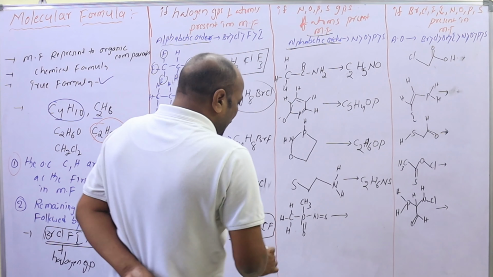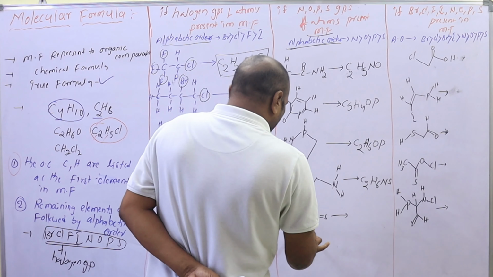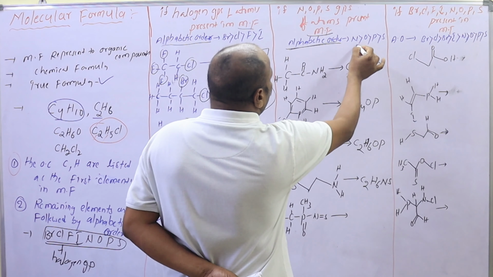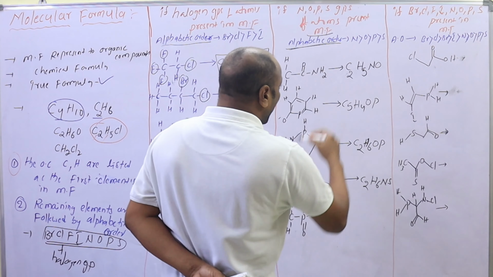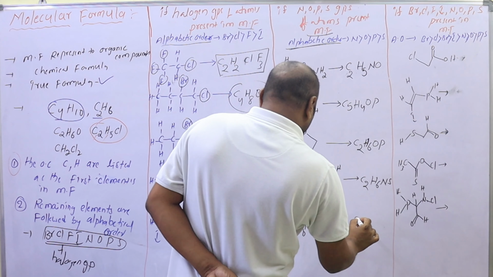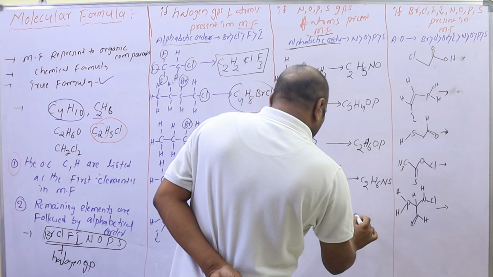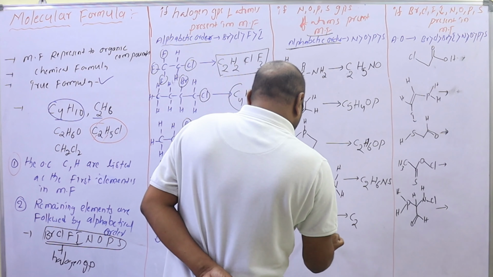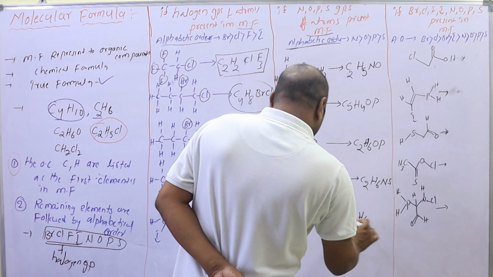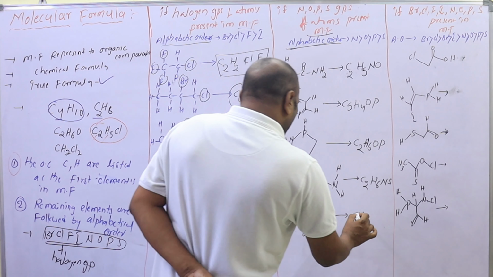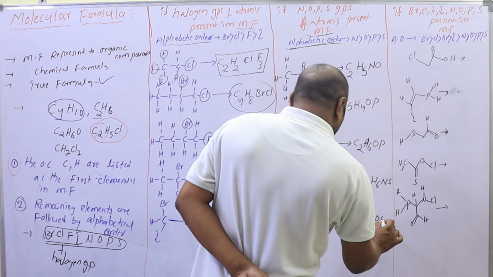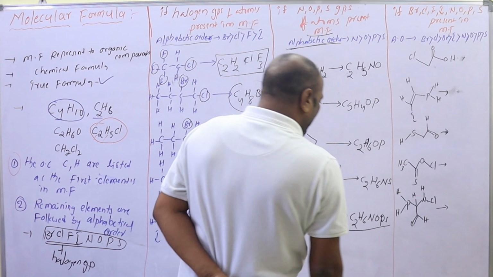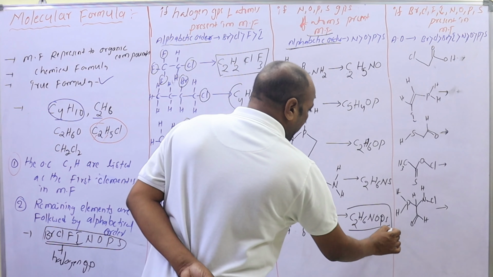In this one molecule, nitrogen, oxygen, phosphorus, sulfur, all elements are present in one molecule. It is followed by alphabetical order. And C2H6 and nitrogen, oxygen, phosphorus and sulfur. It is the alphabetical order.